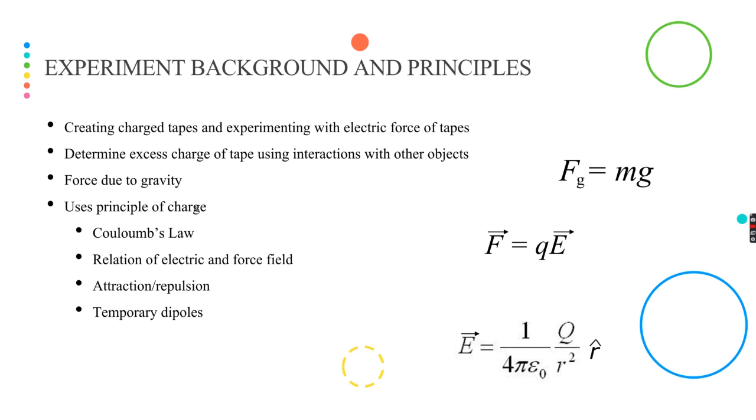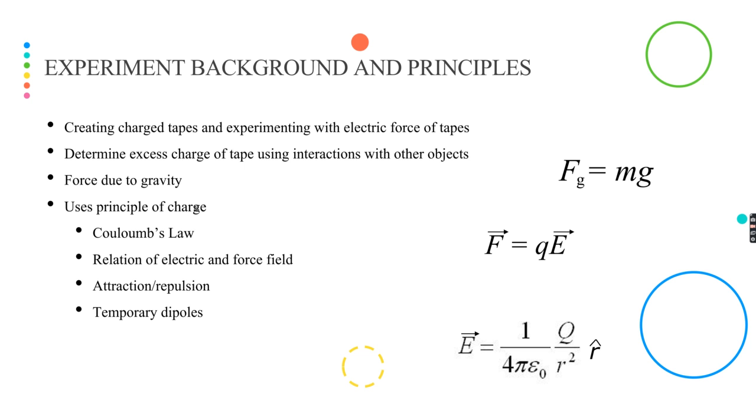Experiment background and principles. In this lab, we'll be creating charge tapes and experimenting with the electric force of these tapes on other objects. We will be determining excess charge on one of the tapes using interactions with other objects such as another tape, my hand, and a neutral object, in this case a book. We'll also be using the principle of force due to gravity, Coulomb's law in relation to the electric force and field, which you can see in the equations over to the right.